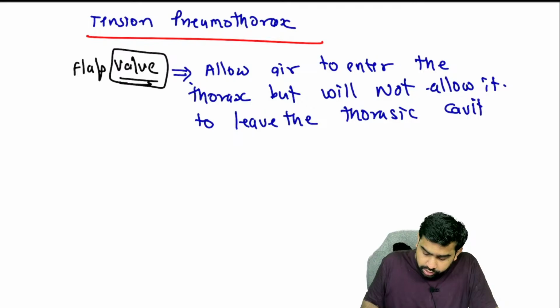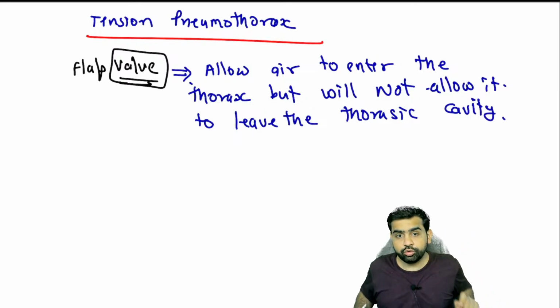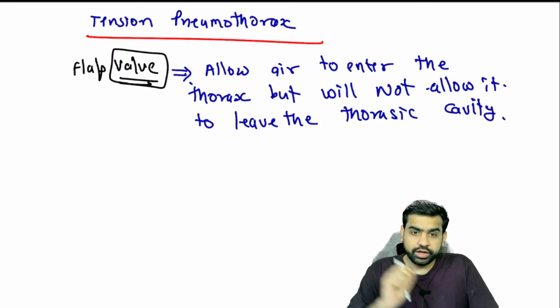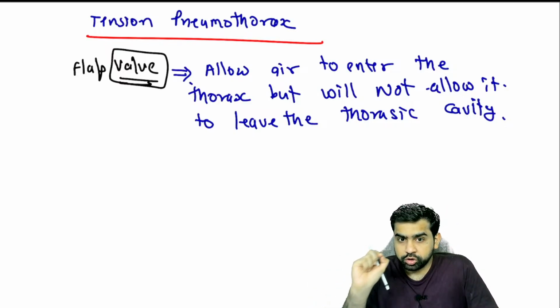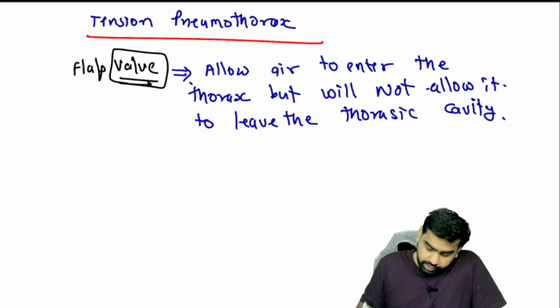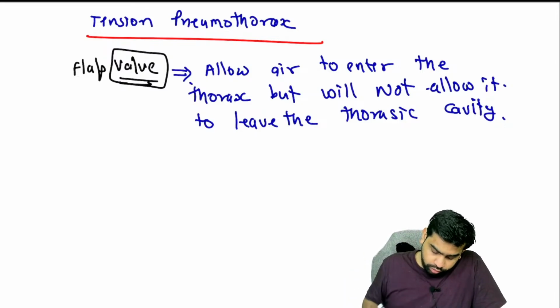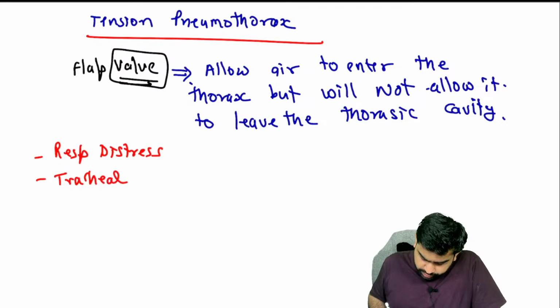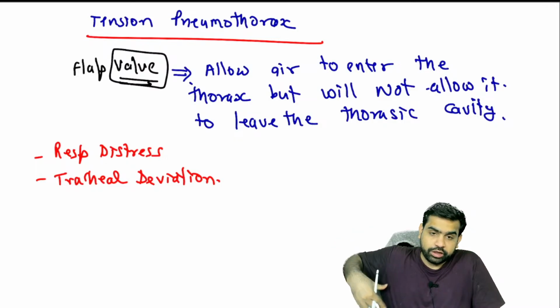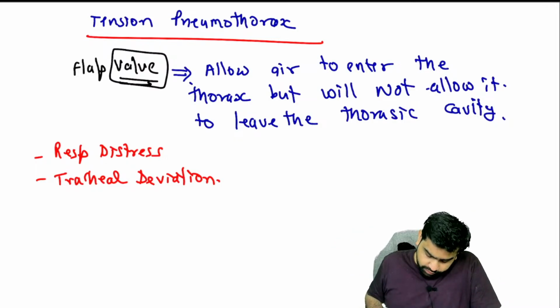Do you understand my point? This is going to allow the air to enter into the thoracic cavity, but it will not allow the air to leave the thoracic cavity. That is what you need to understand about the valve. Because of this, what is going to happen? The patients are going to have respiratory distress. Along with this, the patients are going to have tracheal deviation to the opposite side. So for example, if there is a pneumothorax of the right side, the trachea will be deviated towards the left.